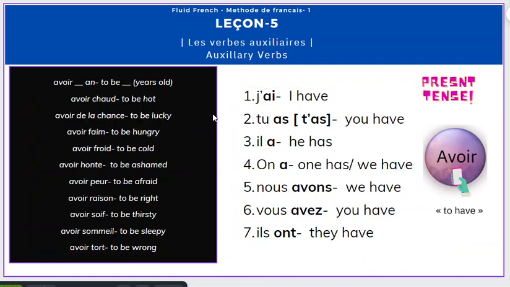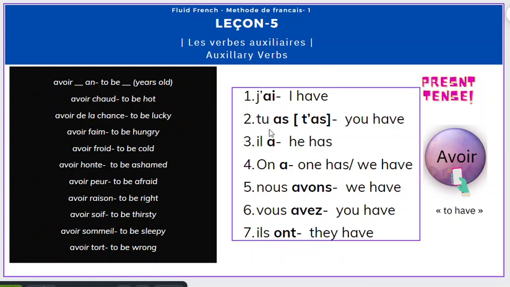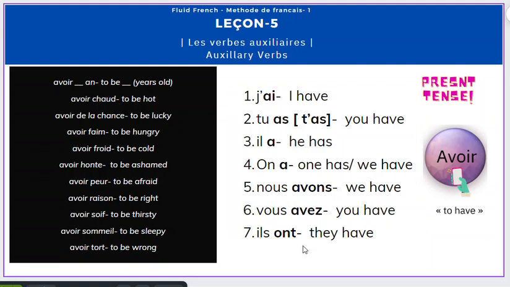Okay, now we have the other one, which is avoir. Avoir is to have. J'ai, tu as. It's often in spoken French mainly, t'as. So U is eliminated, like we eliminated E here. Here U is eliminated, becomes t'as. You have. Il a, on a. Here it's elle also, I missed to mention. Il, elle, both. Nous avons, vous avez, ils ont.